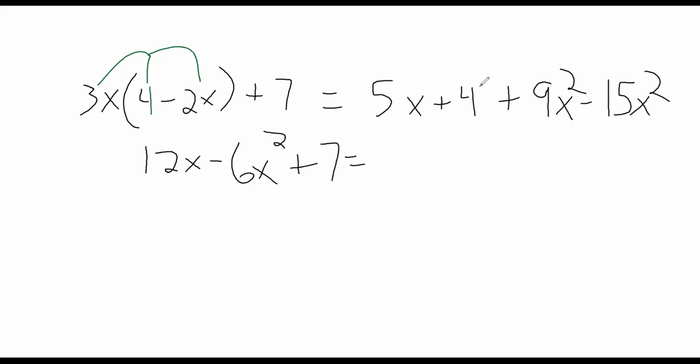On the right side, the only thing we can do is combine like terms. Those aren't like terms. 9x squared minus 15x squared, what's that going to become? 9 minus 15, that'll go negative. 6x squared, very good. Once you know it's negative, then you really do the 15 minus 9.